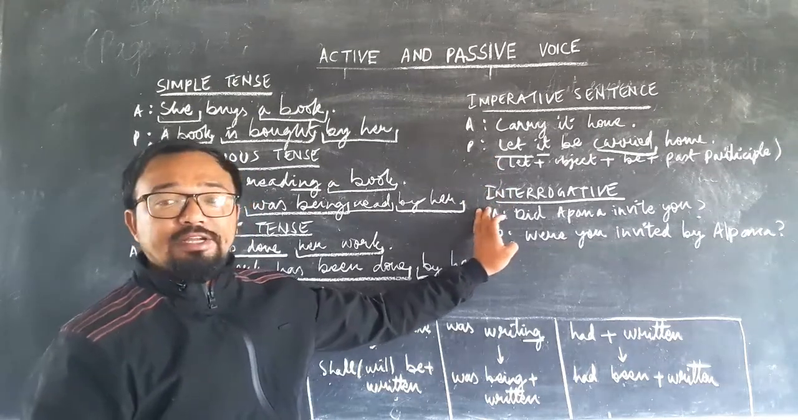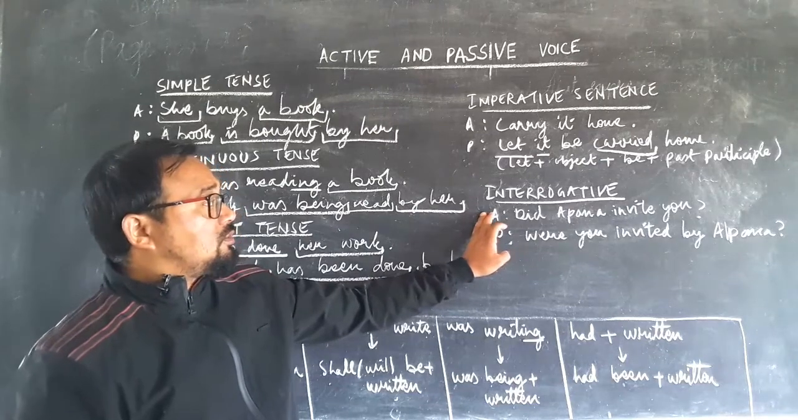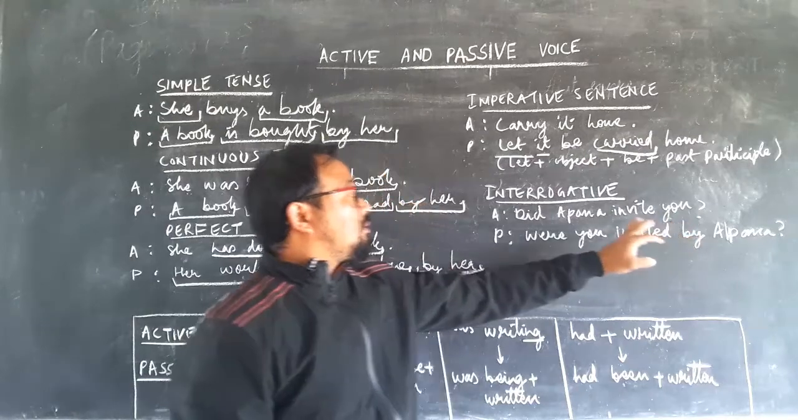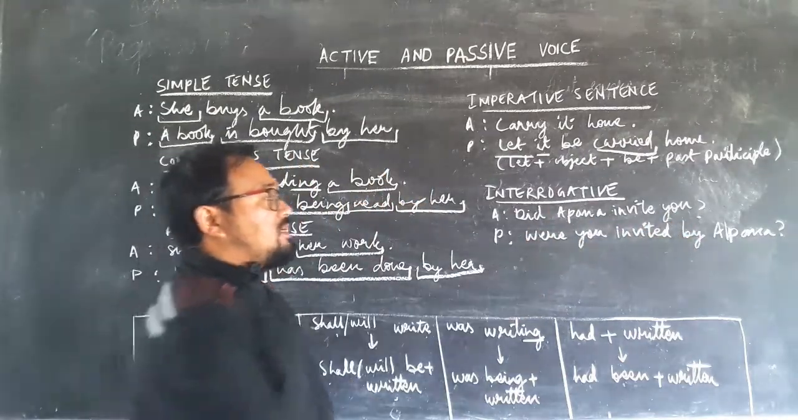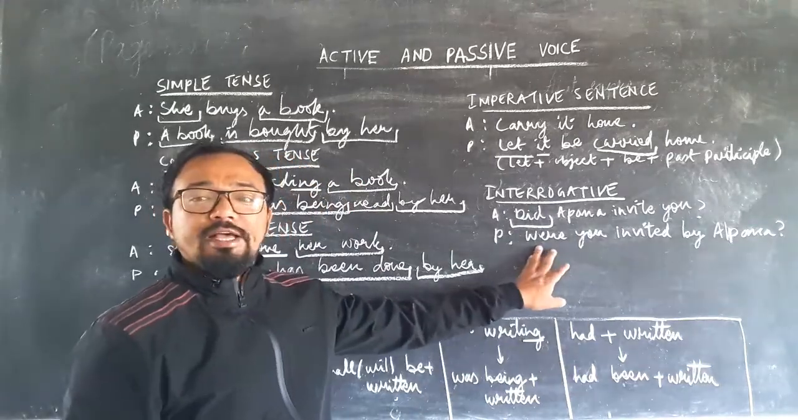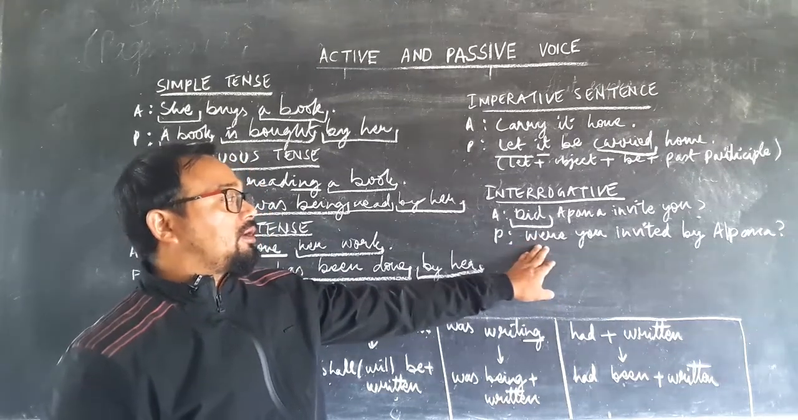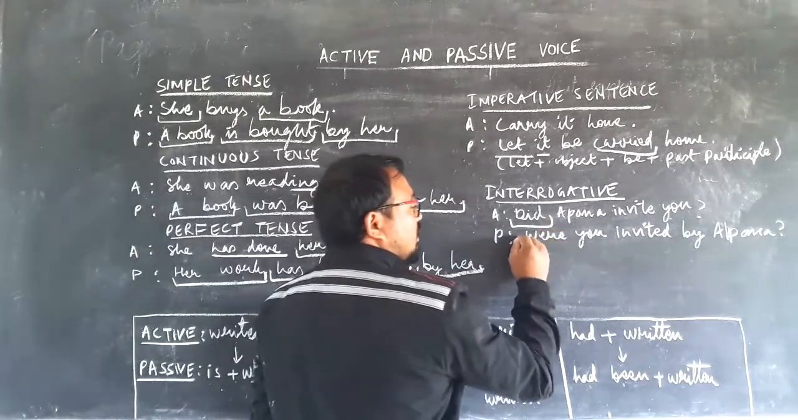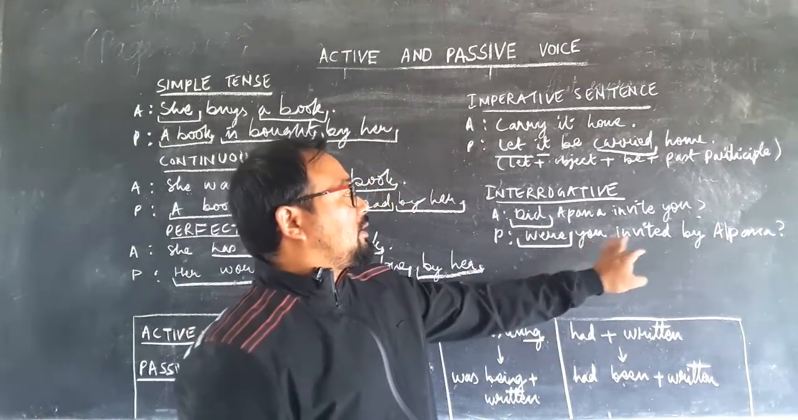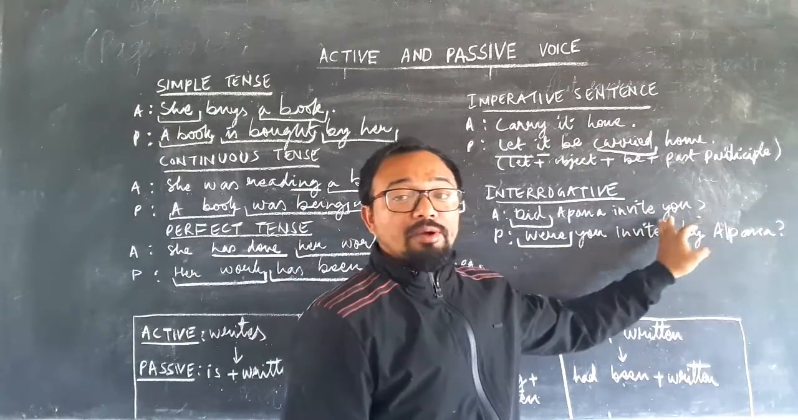The last one is the interrogative sentence. An interrogative sentence is what? It has a question mark. So here is one question: did Alpana invite you? It is a question mark. If the question starts with did, what you are supposed to do is that in the passive also it has to be an interrogative sentence only. That means were. If the question is beginning with did, then you will begin with were. Were you invited? Invite becomes invited by Alpana.